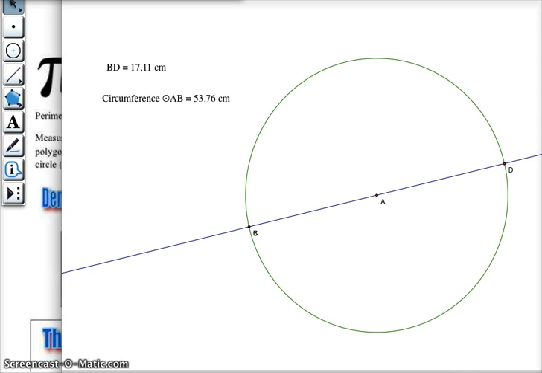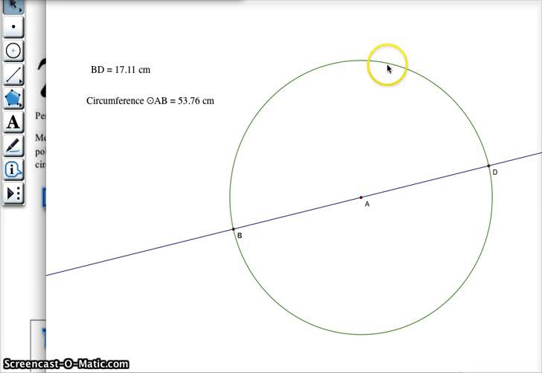So here's the demo. So here's one for you. If I have this circle here, here's center A, and so I have the circumference of circle AB, so they're defining it based on the radius of that circle, and I have the diameter BD. So you can write down circumference is 53.76, that was letter C, and then diameter, letter D, was 17.11.